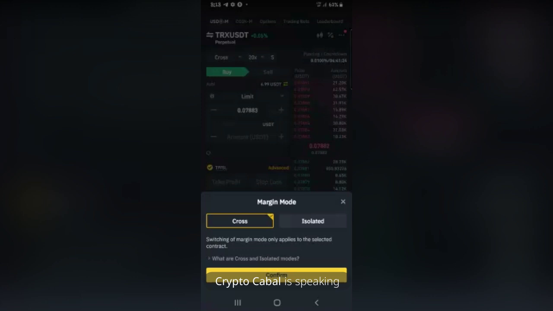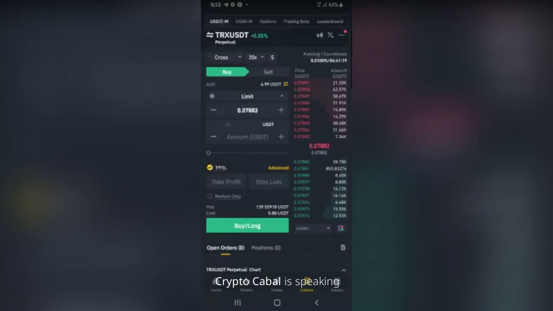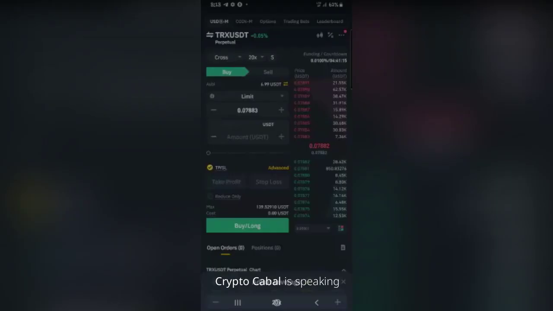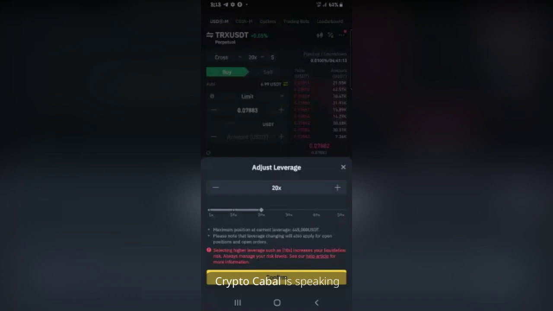Now, the next aspect is the leverage. You can see that place showing 20x. Depending on the particular pair you are trading, each pair actually has its volatility. Depending on the volatility or the rules of that particular exchange, you'll be able to trade different leverage sizes. But for this TRX, the maximum leverage is 50x.